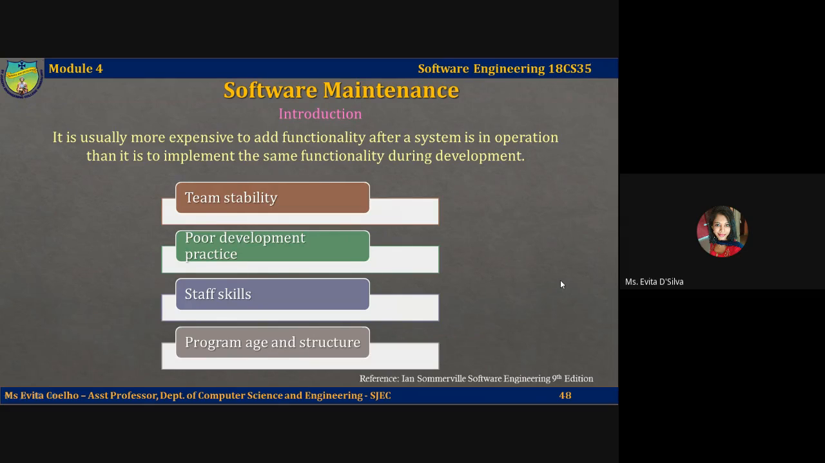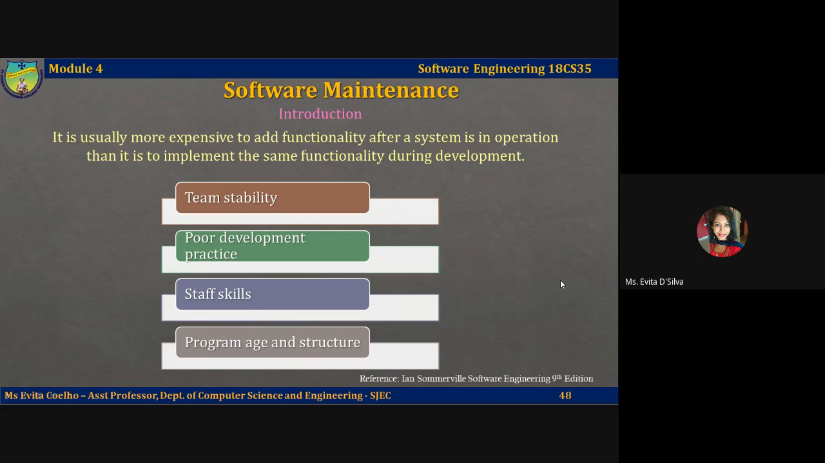First, team stability. After a system has been delivered to the customer or deployed in the working field, it is normal for the development team to be broken up and for people to work on newer projects. The new team or the individuals responsible for maintaining the system once it is deployed do not understand the system or the background to system design decisions, as to why certain design decisions were made, because they were not involved in the development of the system. They need to spend time understanding the existing system before actually implementing changes to it. So that is one of the reasons.